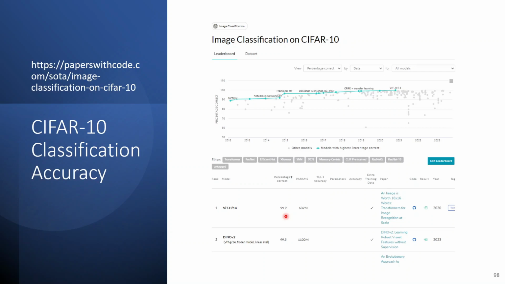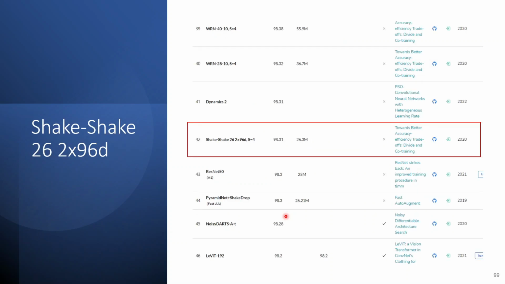Remember, there are 50,000 training images and 10,000 test images. So for the 10,000 test images, since it's 99.9%, only about 10 images will be wrongly classified. So it's very, very accurate right now. And let's take a look.